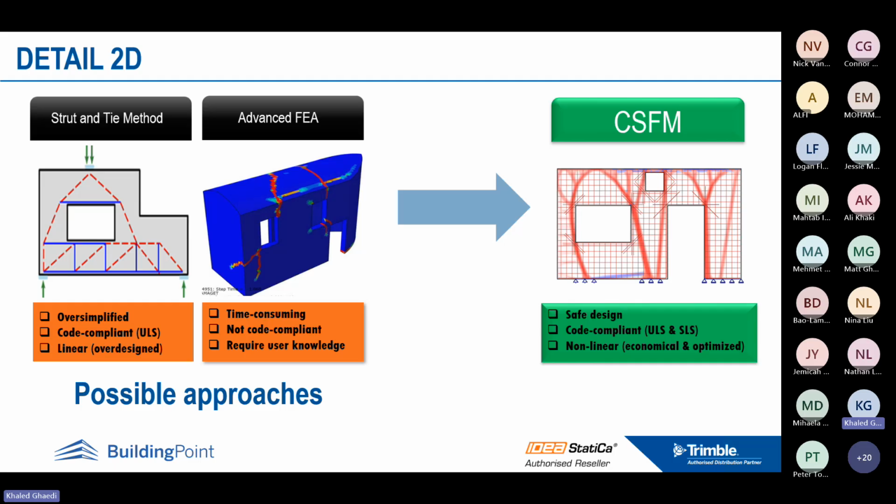We combine them together, and then we actually have a safe design. You have code compliant results for ULS and SLS. You can also take advantage of nonlinearities like material nonlinearity and geometrical nonlinearity, which I already showed you are permitted by the code as well. And at the end of the day, you have a more accurate result, and also a more economical and optimized result.